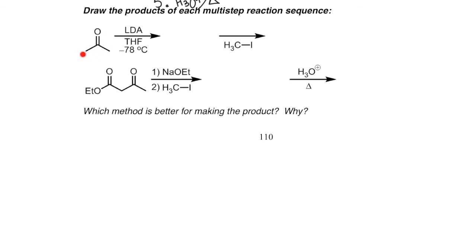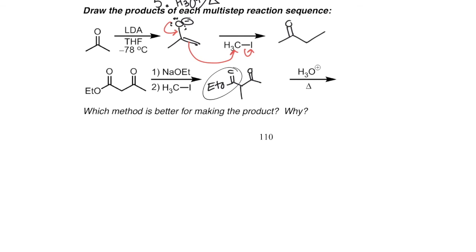All right, so take this as acetone, basically. LDA, THF, negative 78 degrees, we're going to make the enolate. So I'm going to draw it this way now. Okay, and then we can draw the lone pairs. And it can come and attack and kick that off, SN2. So we can extend our carbon chain. We alkylated it. Let's compare it to the method below. Deprotonate, alkylate. What does that look like? Hydrolyze. That means we lose this whole thing. Hey, these are the same. Two ways to get the same product.